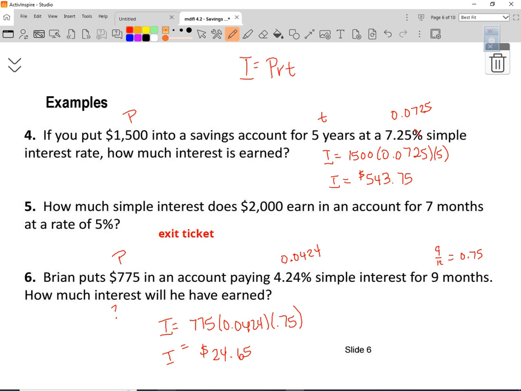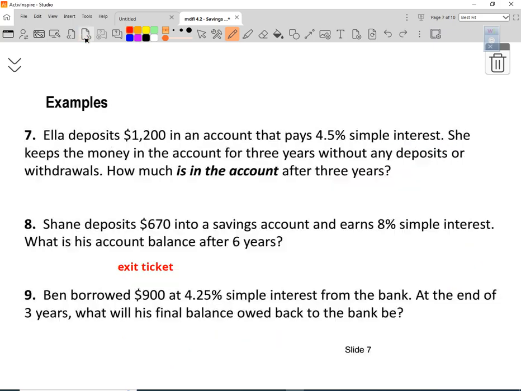Okay, if I'm moving too fast, you can pause this and catch up. All right, we're going to go on to number 7. Anything that's marked exit ticket is part of your exit ticket assignment, so don't forget it.